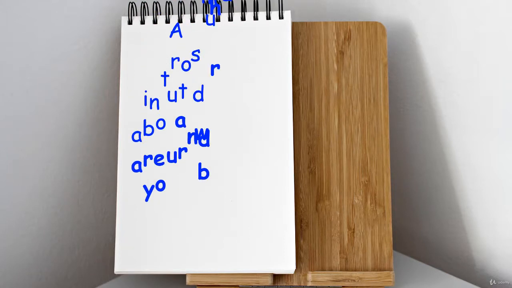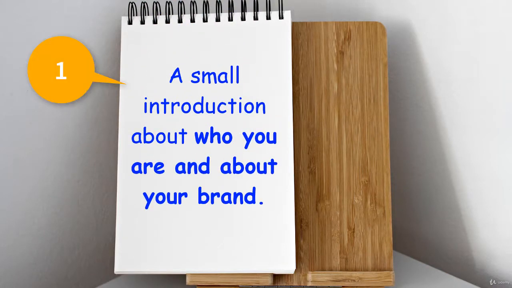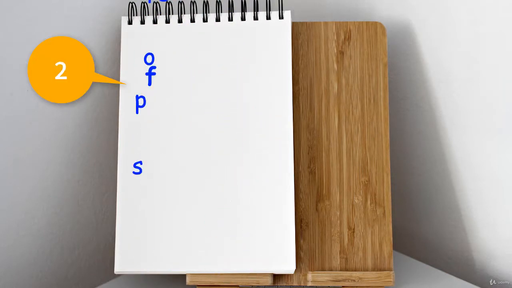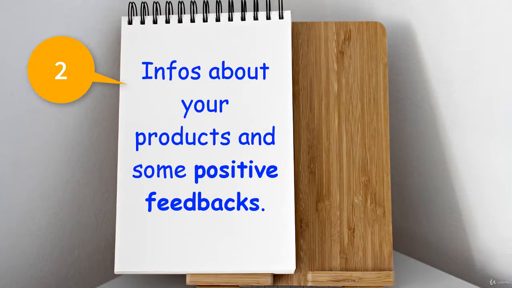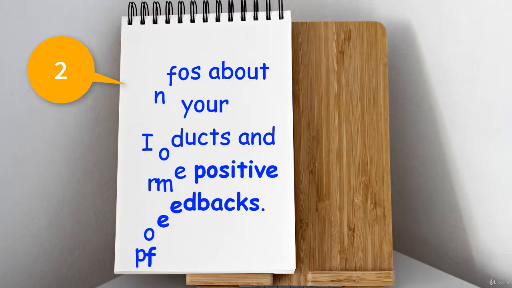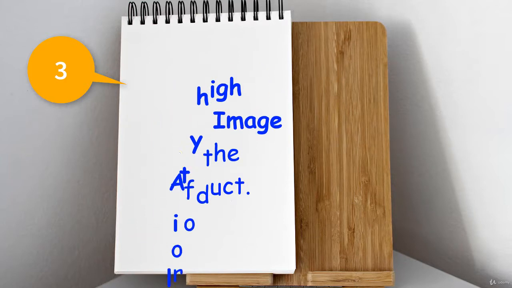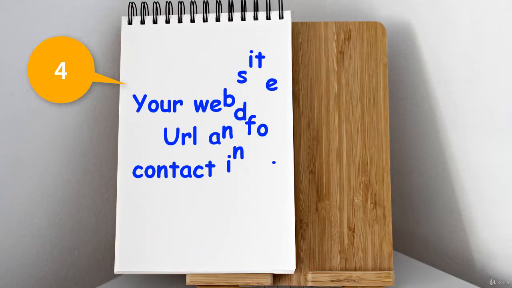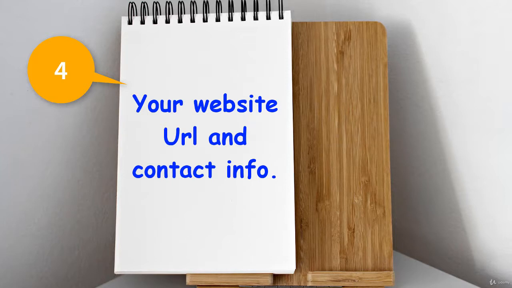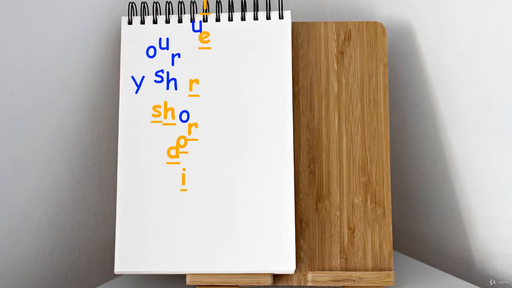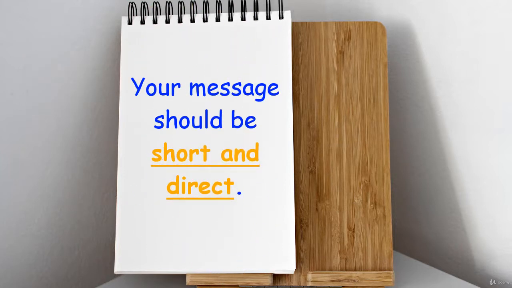First, a small introduction about who you are and about your brand. Second, information about your products and some positive feedback of why the influencer should be positive about marketing for you. Third, a high quality image of your product. Fourth, your website URL and your personal contact information. Your message should be short and direct.